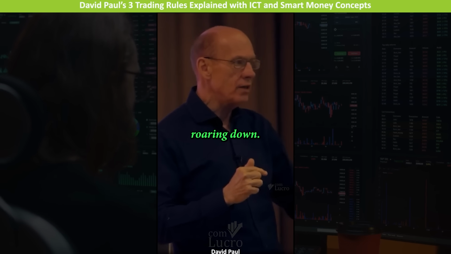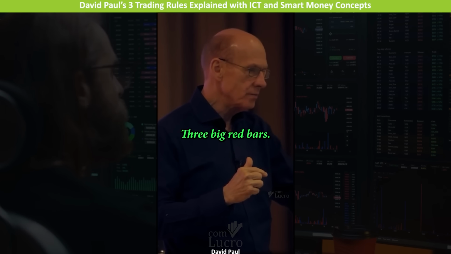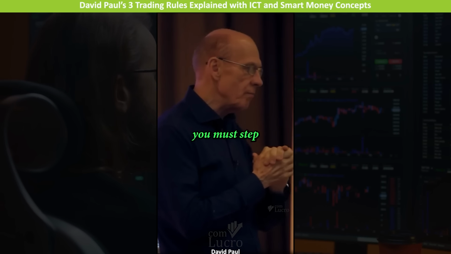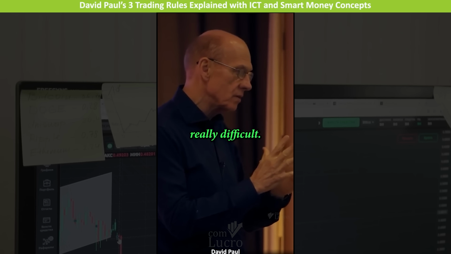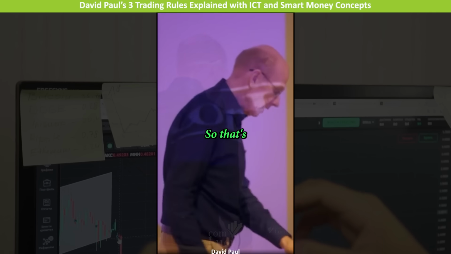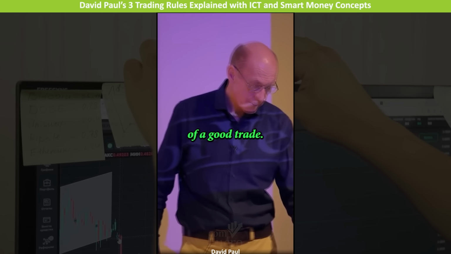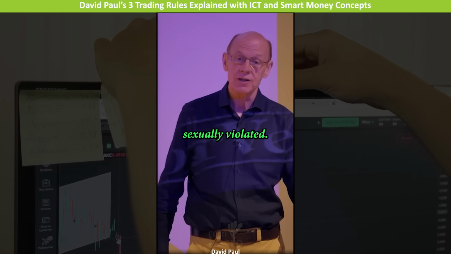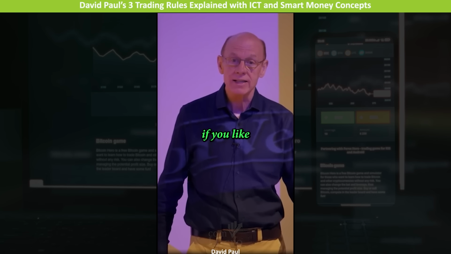The market's roaring down, 3 big red bars. Puts the fear of God into you, and now some idiot tells you you must step in and buy it. It's really, really difficult, okay? Very difficult to do. So that's a characteristic of a good trade. If the trade seems easy, there's a good chance you're about to get burned, and that's fine if you like that sort of thing.